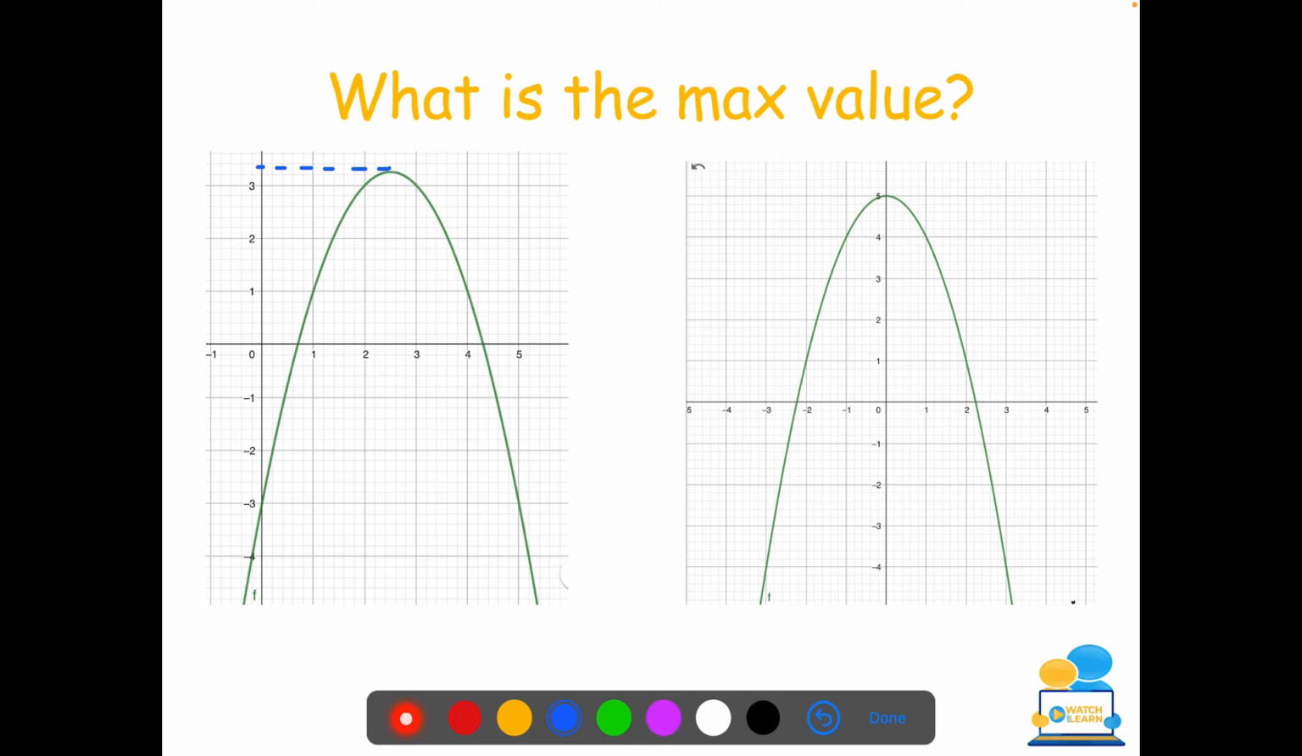Again, the smaller boxes are 0.2s. So in this case, I'm going to say that my max value is y is equal to 3.3. And on the right-hand side here, I'm going to say my max value is where y is equal to 5. It's quite clear to see here as it cuts it at a whole number.